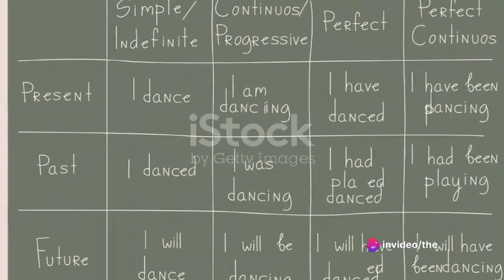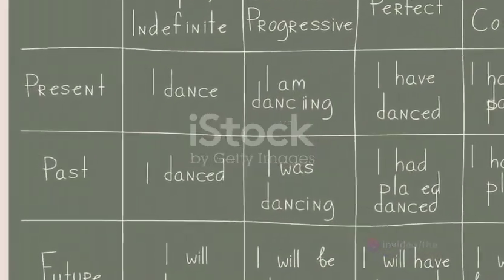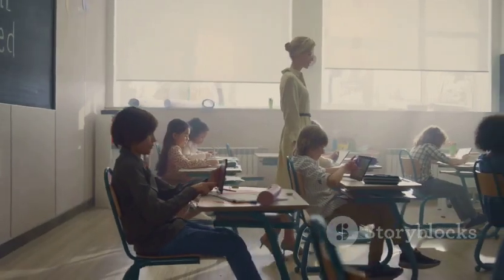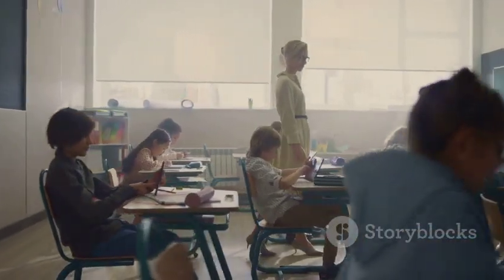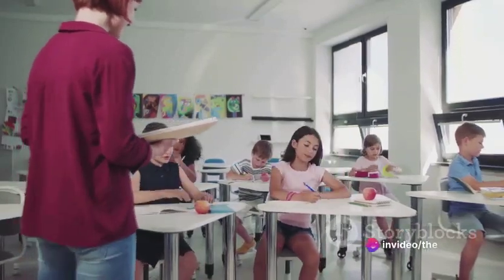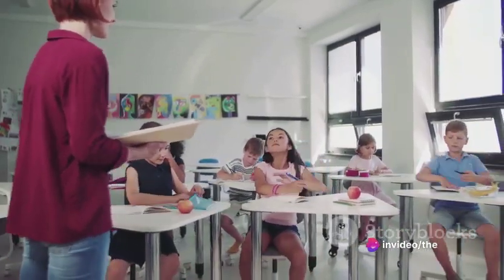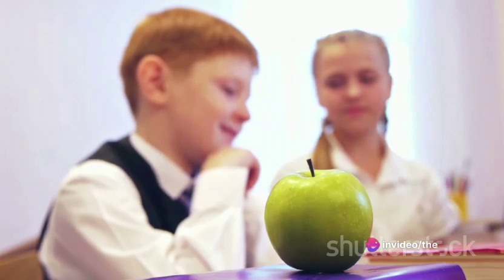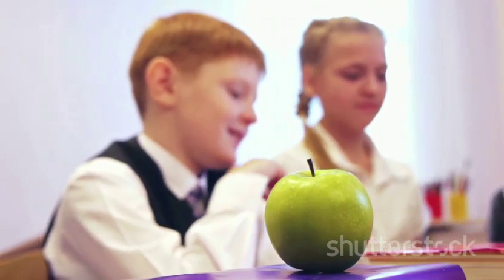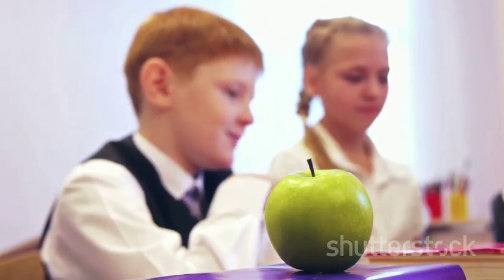First off, the past simple tense. It's all about actions completed in the past. If you ate an apple in the morning, you'd say, "I ate an apple." Then comes the past continuous tense, which is used for actions that were ongoing at a certain time in the past. If you were eating an apple when your friend called, you'd say, "I was eating an apple."